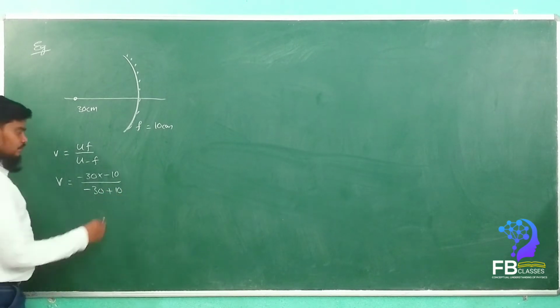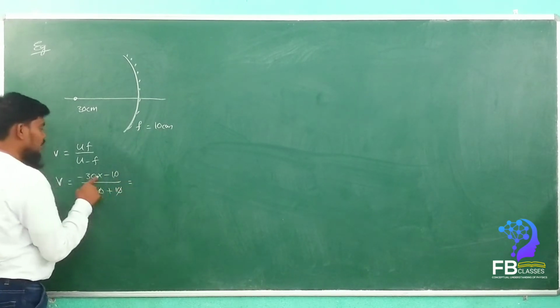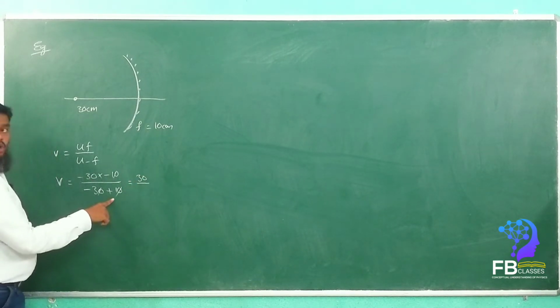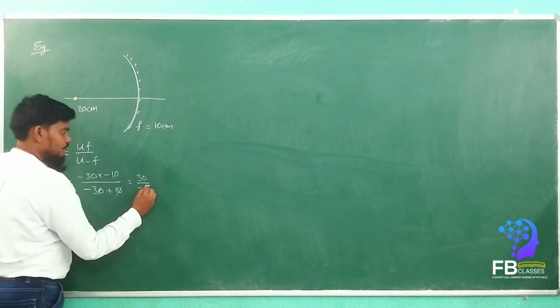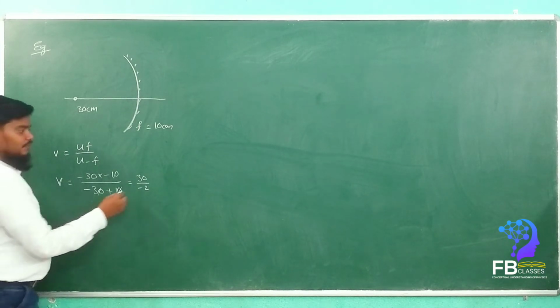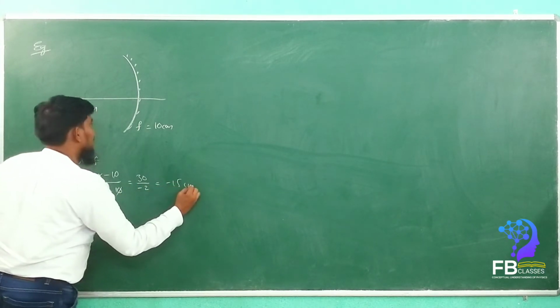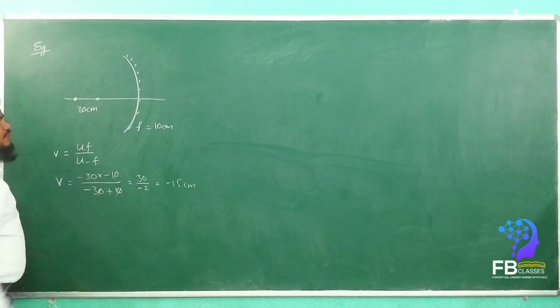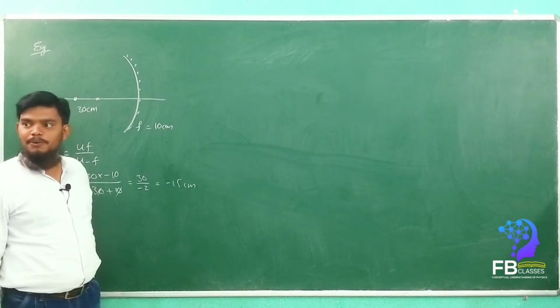Yes or no? Yes, sir. So the zeros will get cancelled. So how much will come? 30 upon how much? Minus 2. Yes or no? So that is equal to minus 15 centimeters. So minus 15 centimeters means somewhere here the image is going to be formed.